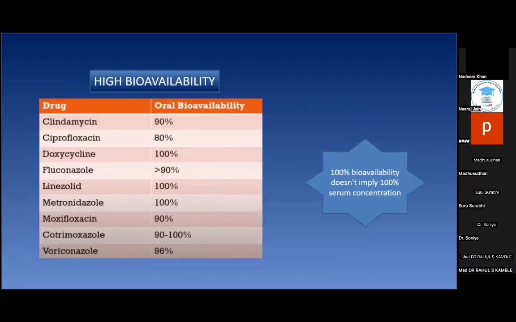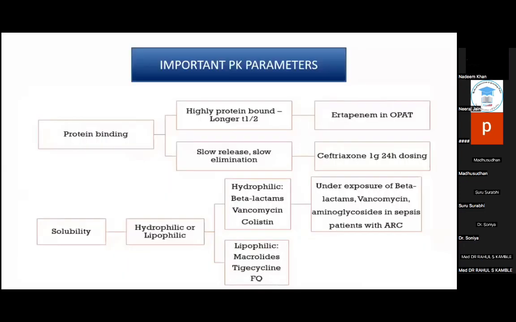Then understand the bioavailability: linezolid has 100% bioavailability and clindamycin 90%. So 100% bioavailability doesn't imply 100% serum concentration. PKPD needs to be considered.